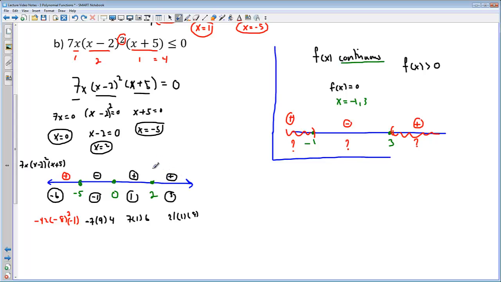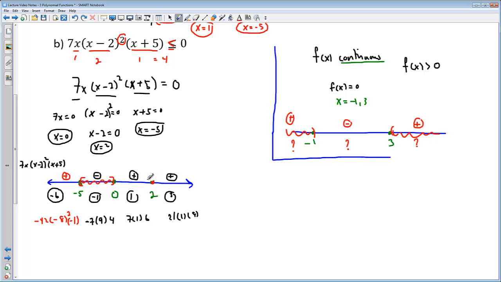All right, now I want to know when it's negative. I want to know when it's less than or equal to 0. So for my answer here, I'm going to look for when it's less than or equal to 0. So when it's negative, because that's what this says, right? Less than or equal to 0. So it looks like it's negative in between here. And then it's equal to 0 here and here. And then also right there.